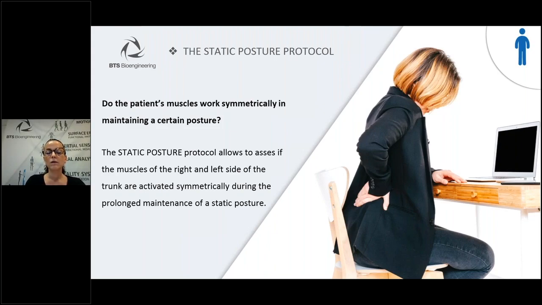The clinical goal of the analysis is to verify how much the muscles of the right and left side are more or less active in the prolonged maintenance of the posture, but at the same time, if the muscular activity of the two body sides appears to be symmetrical. During this webinar, we will focus our attention on the evaluation of muscular behavior for keeping a posture in orthostatic position.